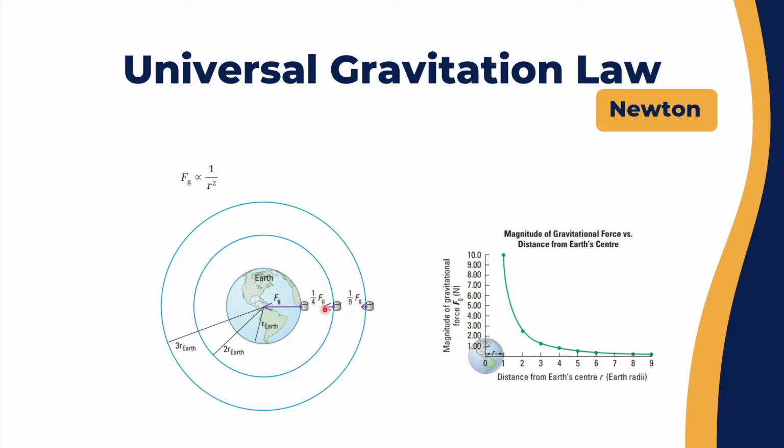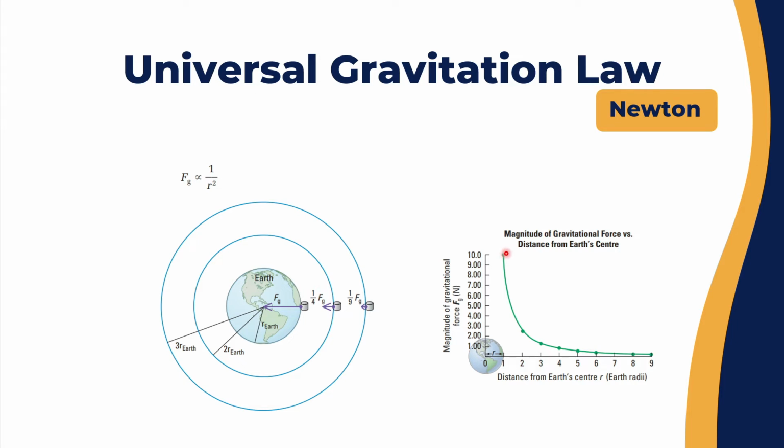Newton realized that Fg here would be 1/4 of the original gravitational force on the surface, and it will be 1/9 of the gravitational force on the surface for the same object. That will be drawn in a graph on the xy Cartesian. You have here the distance from Earth's center for the object represented as r, and you have the force of gravitation Fg. You can see here as r increases, Fg decreases, and as r decreases, Fg increases, and so on.